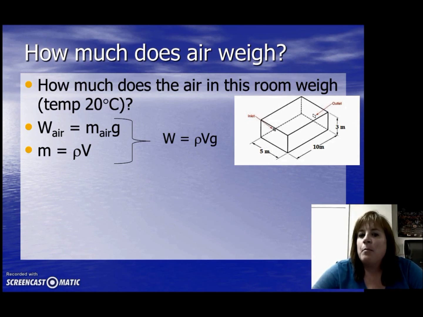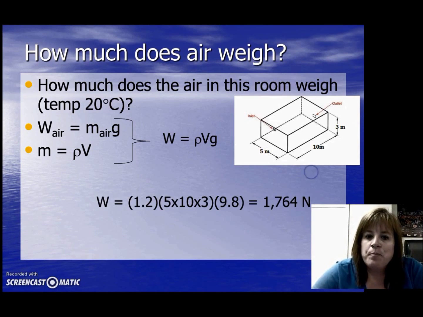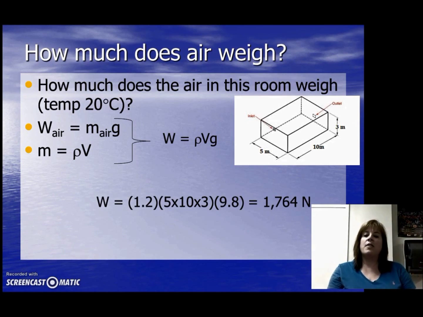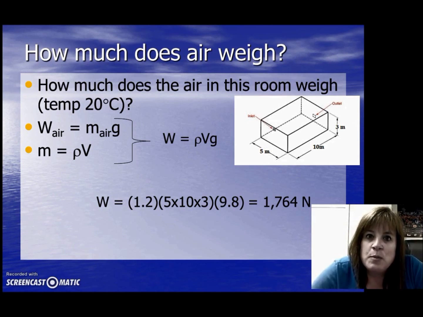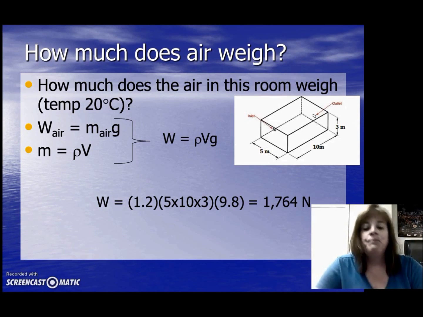I multiply that by the density, and then that'll give me the mass. And then times 9.8, the acceleration due to gravity, I can get the weight of air in this room, which turns out to be 1,764 newtons. Or if I wanted that in kilograms, we just get rid of that 9.8, and it turns out to be 180 kilograms. Not bad.